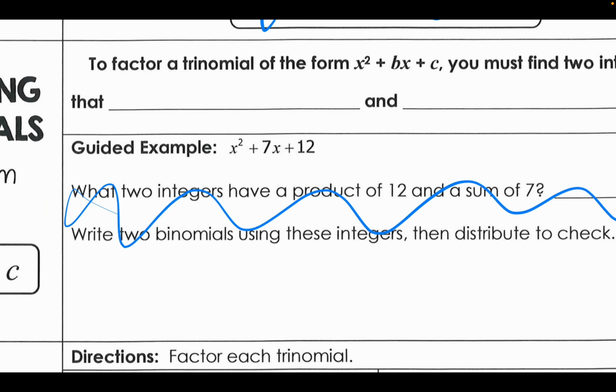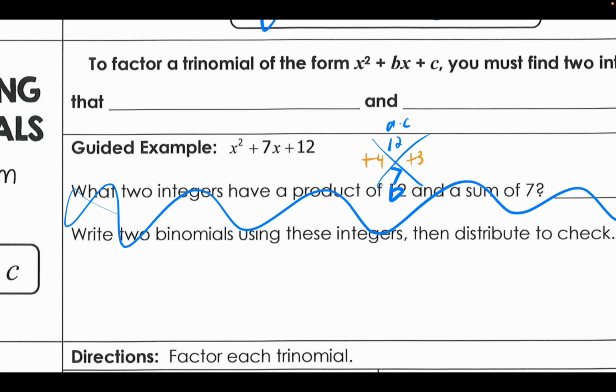So with this guided example, we're going to do it the same exact way we did in section 3, where we make the x. On the top of the x, you do a times c, so we'd have 1 times 12, which is 12. On the bottom, we'd have the b, which is 7. And so we need two numbers that multiply to 12 and add up to 7. I want to pause the video to try to figure this out. It'd be two positives, and the factors of 12 that would add up to 7 would be 4 and 3, or 3 and 4.